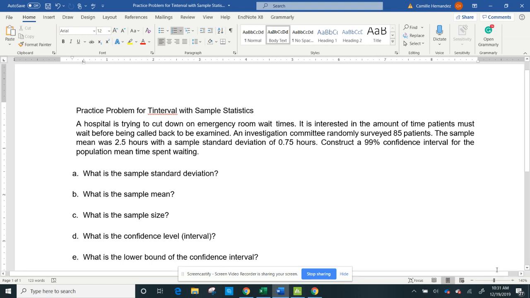All right, so we're given a lot of information in this problem, and we don't have sample data. So since we don't have the sample data, we're going to use sample statistics. So the first question is, what is the sample standard deviation? And I can see right here, and I'm going to highlight it in yellow, the sample standard deviation is 0.75 hours. It wants to know the sample mean. And again, here's the sample mean. I'm going to highlight everything so we know. Sample mean is 2.5 hours.